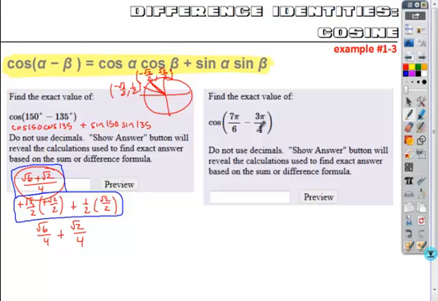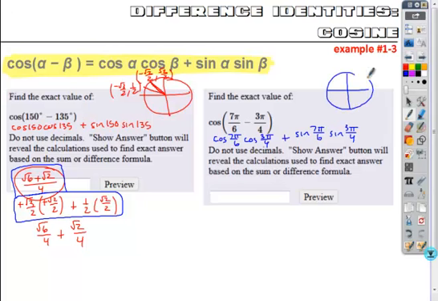The cosine of the difference between two angles, so that's the difference identity. That's going to be the cosine of each one, so 7 pi over 6 times the cosine of 3 pi over 4. And then it's the opposite sign, so plus, and then the sines of both. Sine of 7 pi over 6 times the sine of 3 pi over 4. So this is where the calculation is going to be. So we need to know those values.